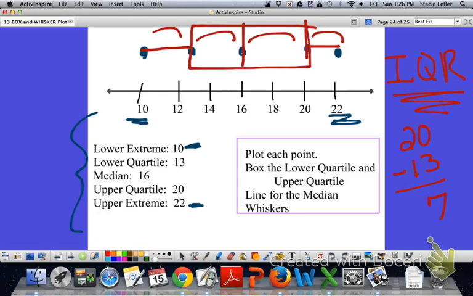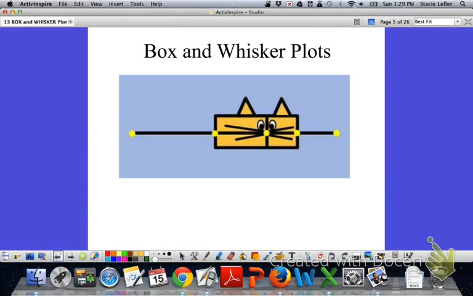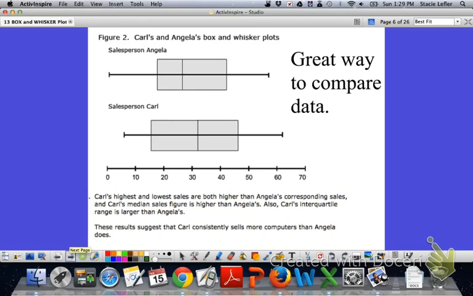And we can find the interquartile range by subtracting your lower quartile of 13 from your upper quartile of 20 to get 7. So our middle 50% has a range of 7. And that's how you make a box and whisker plot, keeping in mind that the nice thing about them is that they're a pictorial representation, and that they show how the data is spread out, and that you can use box and whisker plots to compare sets of data.